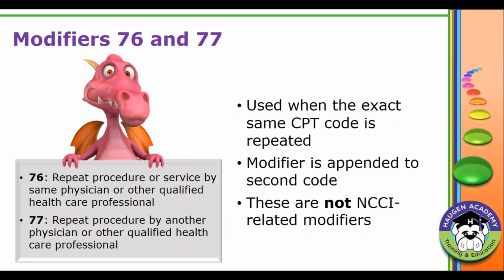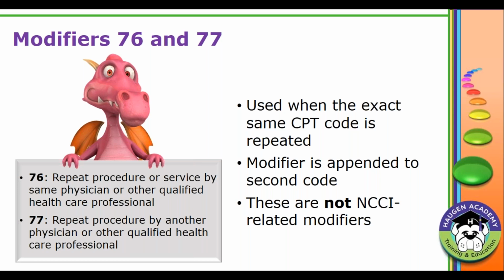Modifiers 76 and 77 are the repeat procedure modifiers, and I think they are some of the most underused modifiers out there. I can almost guarantee that each one of you is using a modifier 59 right now when you should be using a modifier 76. So if that kind of just blew your mind, then stay tuned because we're going to talk a little bit more about this.